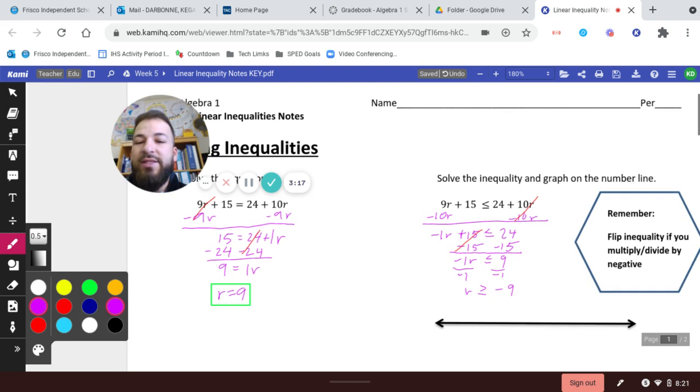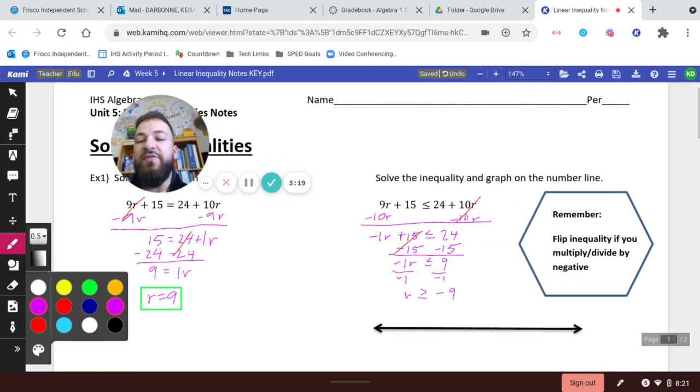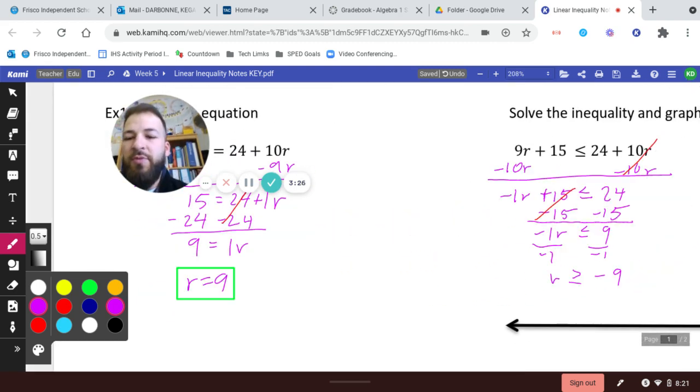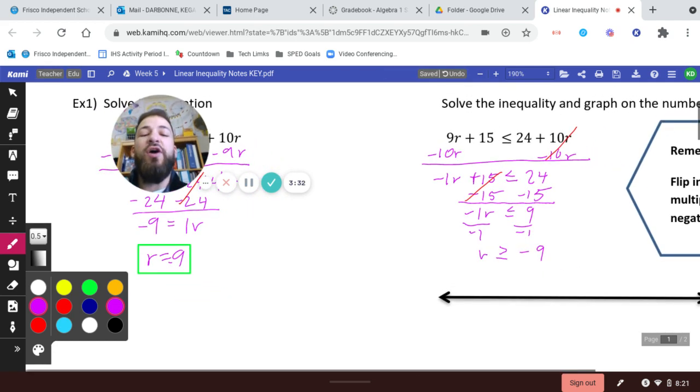I could have done the exact same ones for the first part if I just chose to move the 10 first instead of the 9. And on number 1, you probably thought I was crazy because I didn't actually write the negative 9. Okay, so I got the same thing for r each time, except instead of r being equal to negative 9, for the inequality, r is greater than or equal to negative 9.